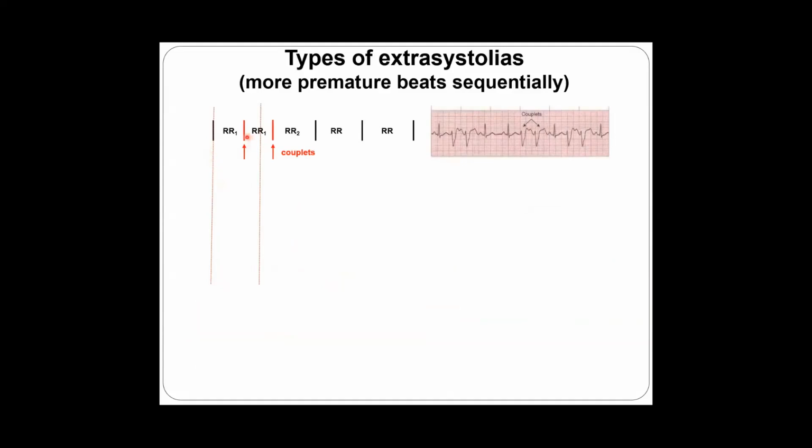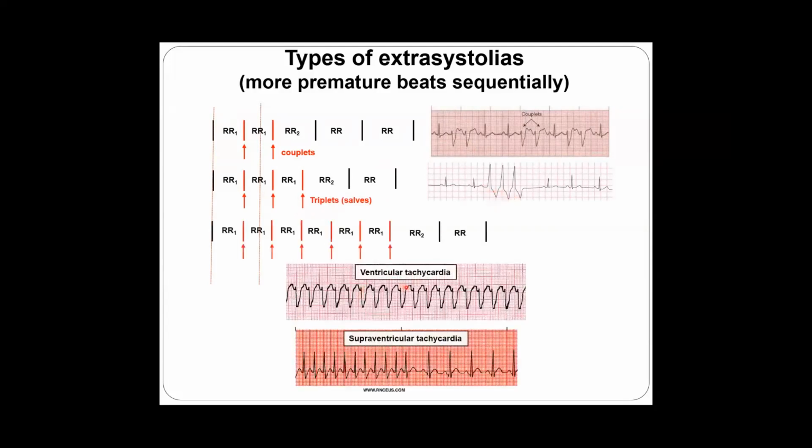Now, in another way, we can have more than only one consecutively coming premature beat. Such as here, for example, we have two premature beats in a row. These are called couplets. When we have two, it looks like we have normal beats and after them, these kind of beats called couplets. We can have three, for example, that's triplets or salvos. This is another name, salvos. But if we have more than three, we have tachycardias.